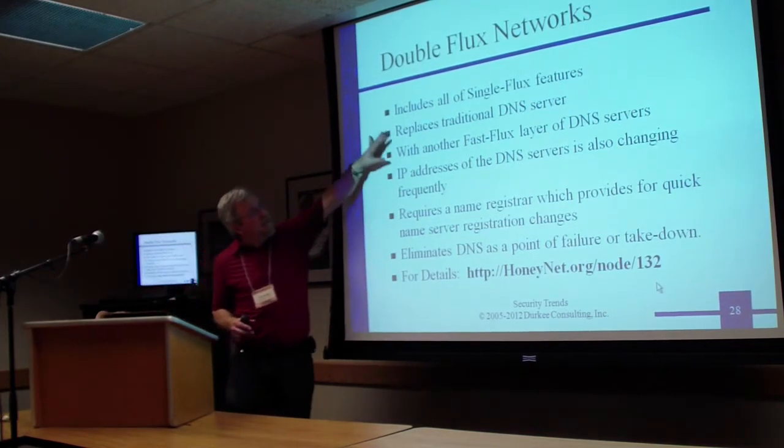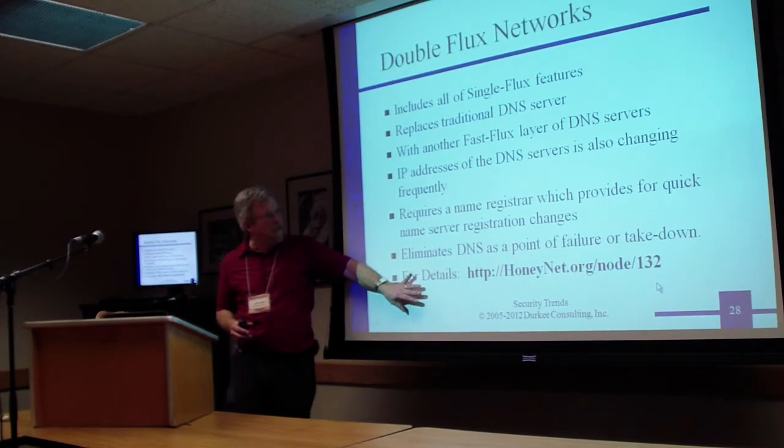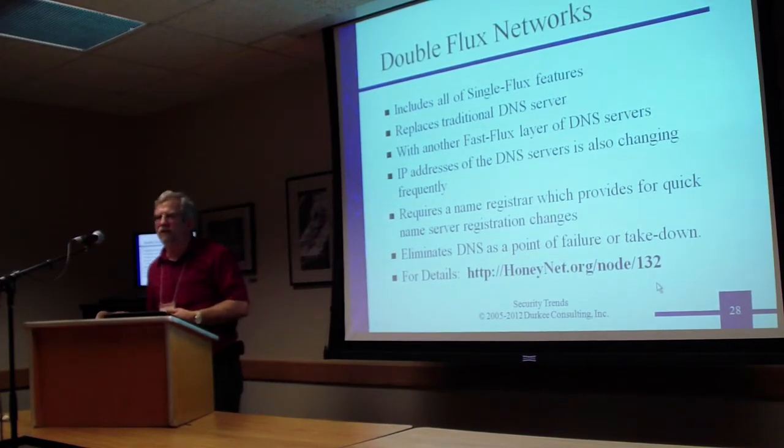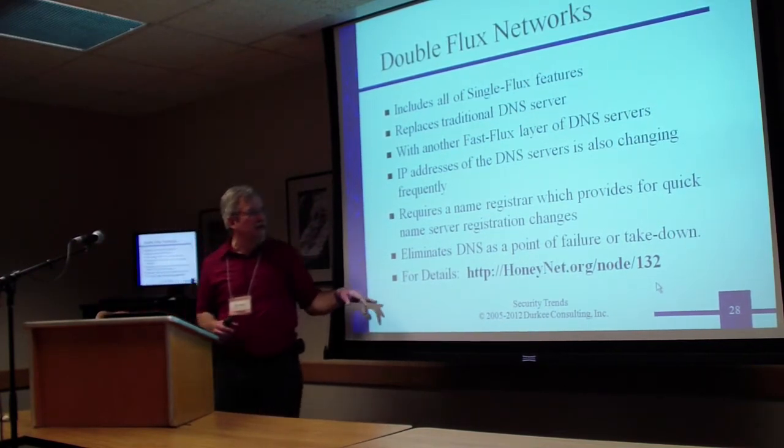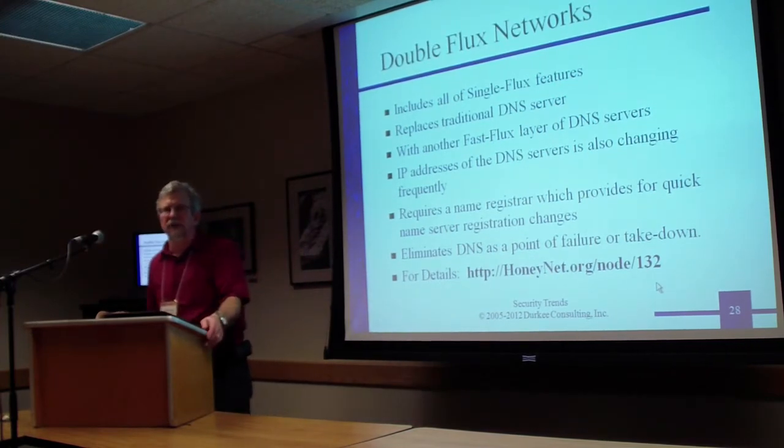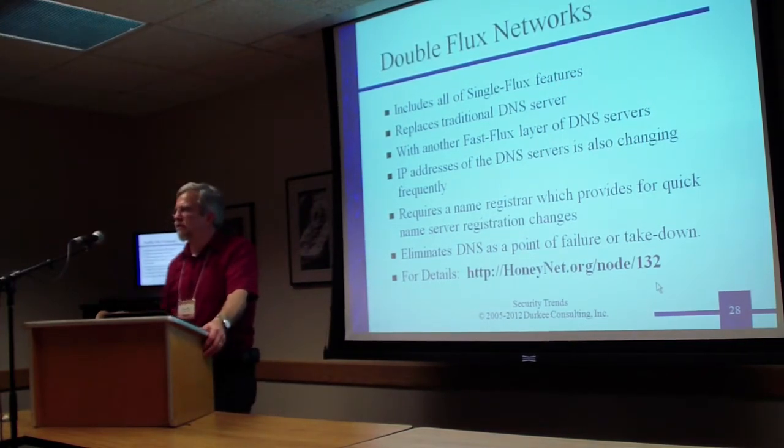So basically, having a double Flux network eliminates the vulnerability point of being able to remove the DNS servers, because there's an array of DNS servers out there, and each one will fill in for the other one as they're taken down. Did that answer your question?